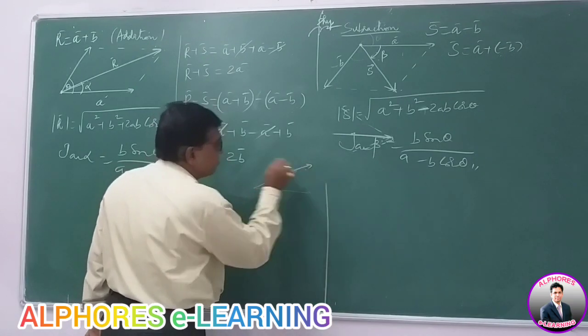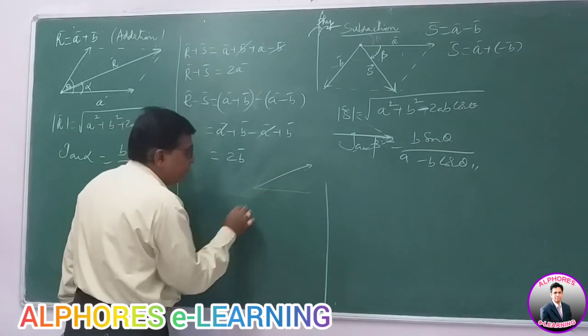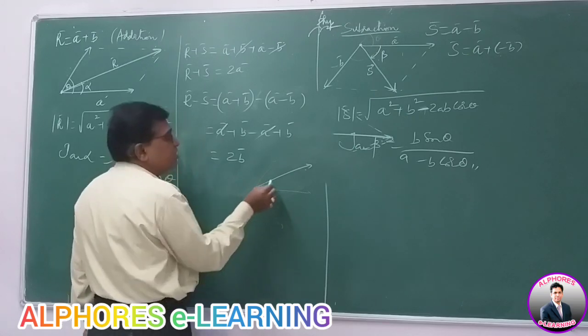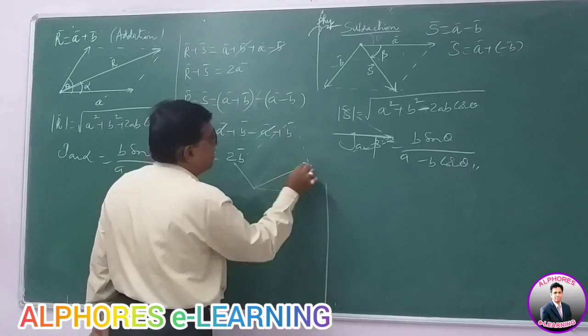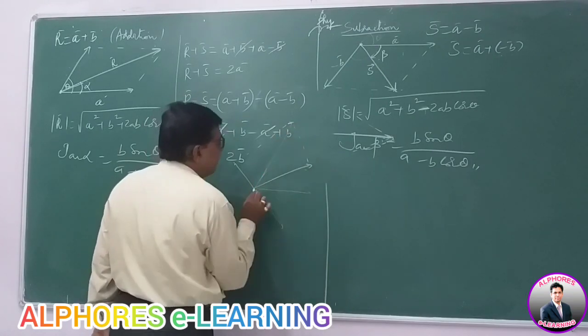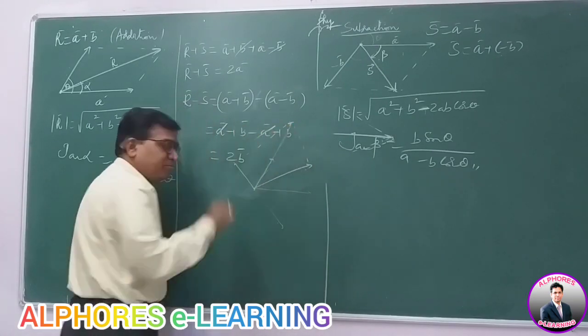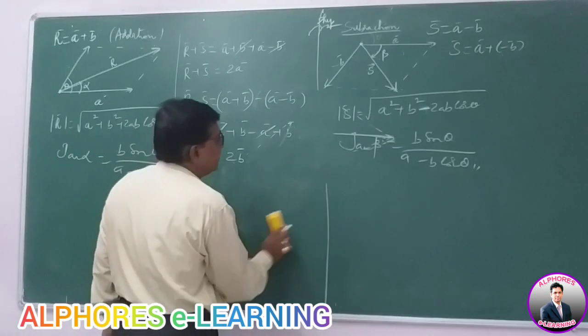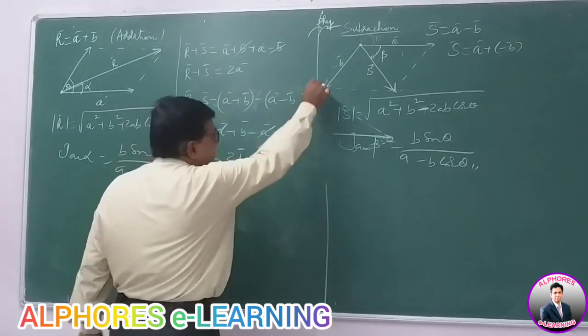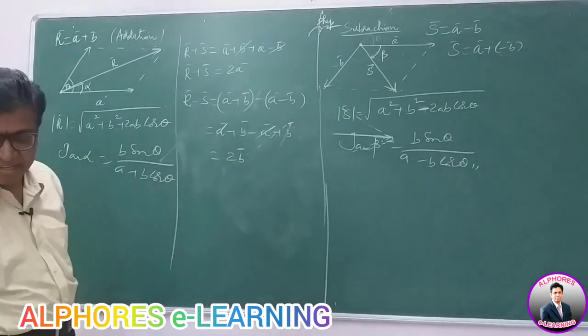This is r bar. Well, a and minus b, this is s bar. Suppose I take minus s, this is minus s. If I complete the parallelogram, I get this resultant. It is twice of b, 2 times of b. So this way, the resultant combination of r and s can be written like this.